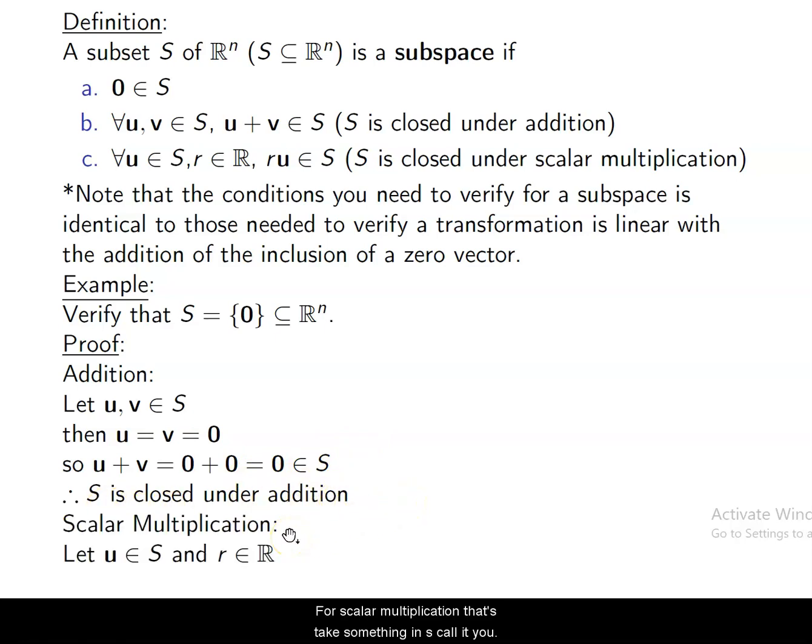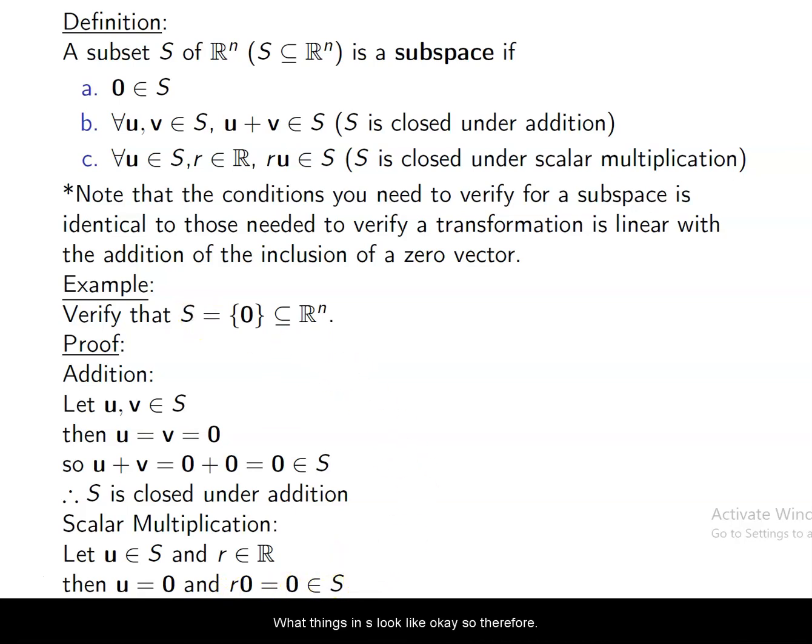For scalar multiplication, let's take something in S, we'll call it U, and a real valued scalar R. This can be any value. Then U is the zero vector, because that's what things in S look like. And R times the zero vector, right? Any multiple of this zero vector is just going to get you the zero vector. And that is also what things in S look like. So therefore, S is also closed under scalar multiplication.